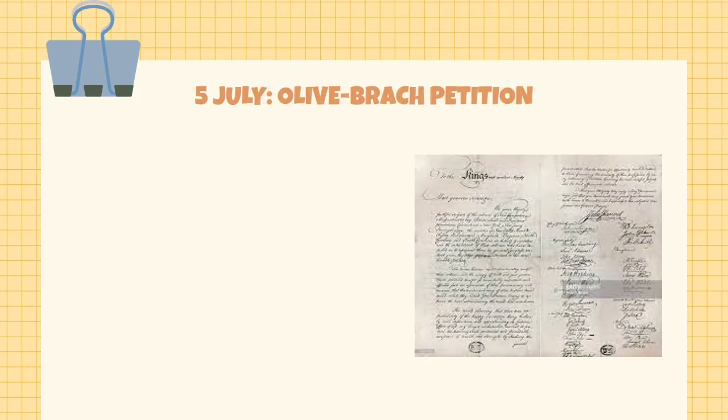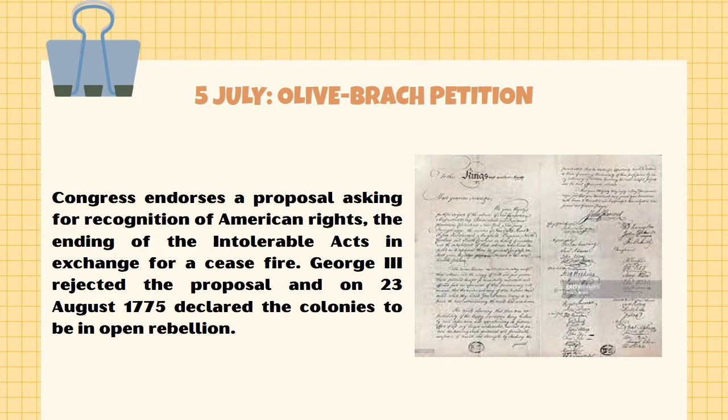And in July 5, the Olive Branch Petition. The Olive Branch Petition was adopted by Congress on July 5, 1775 to be sent to the king as a last attempt to prevent formal war from being declared. The petition emphasized their loyalty to the British Crown and emphasized their rights as British citizens. The Congress met according to adjournment.